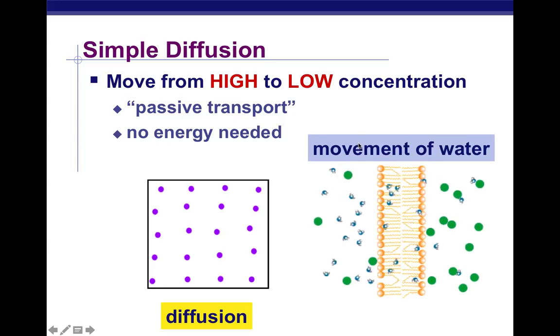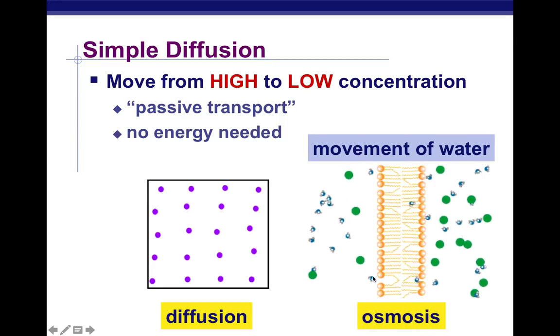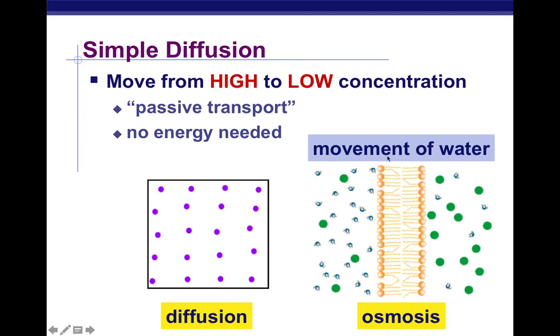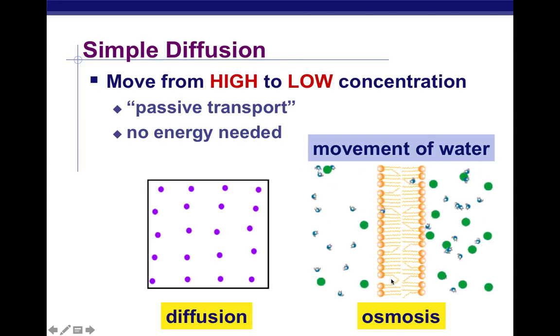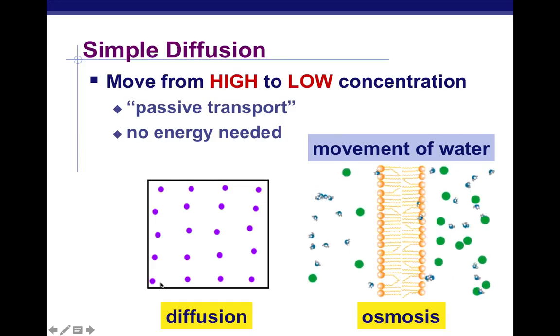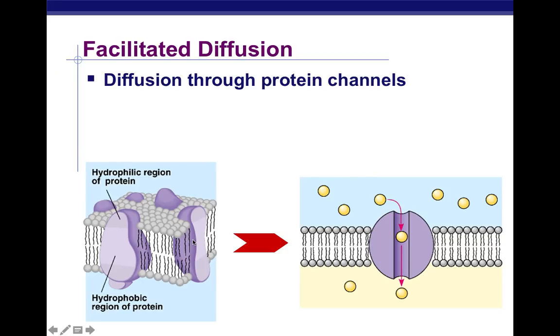And do not pay attention to this movement of water over here because osmosis is not a form of simple diffusion. So I'm sorry that is there, and I hope it doesn't confuse you, but just ignore that, please. Simple diffusion means that we're going from high to low without a protein channel, okay?